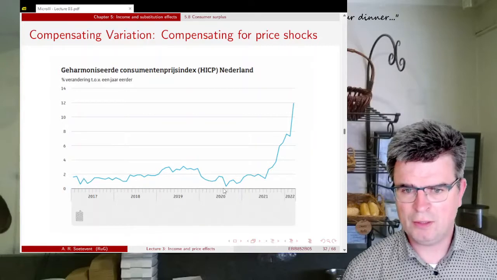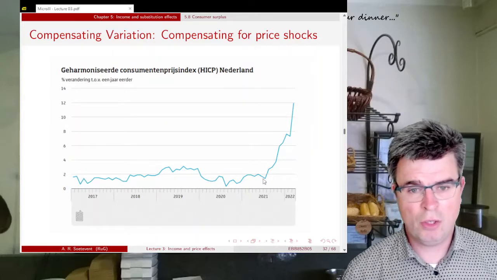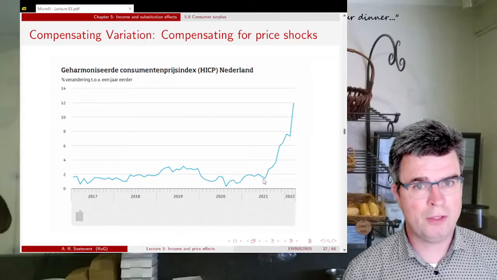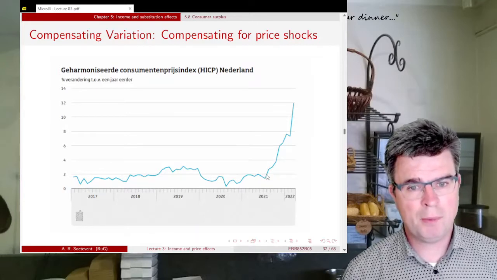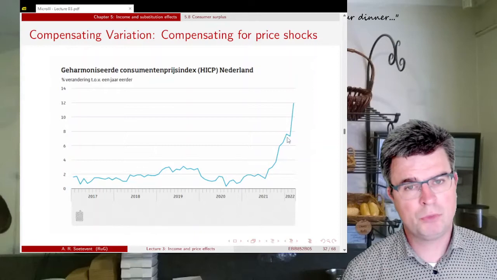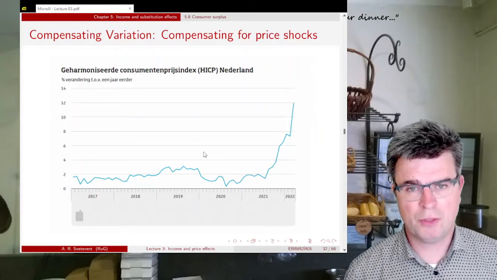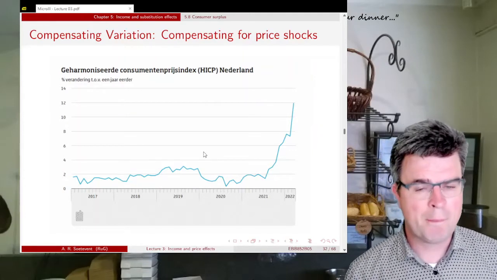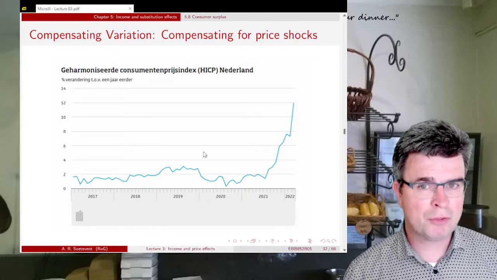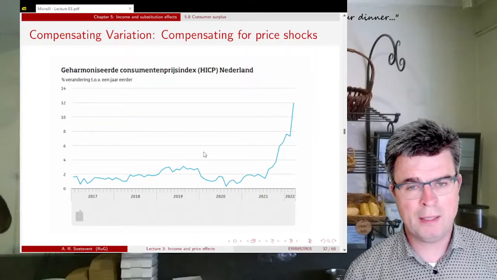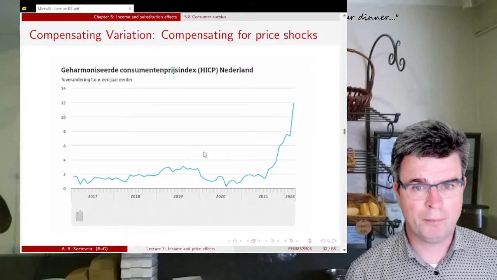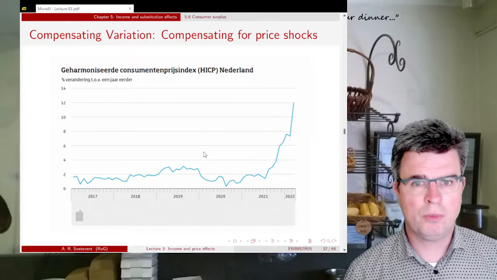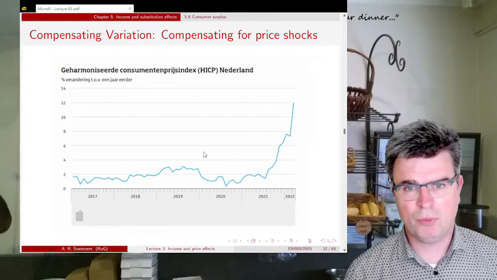Inflation in the Netherlands has been relatively low until the start of 2022. But then we saw a sharp increase in inflation, meaning that a lot of goods became a lot more expensive. So there were positive price shocks. And then the question is, how much compensation should one give to consumers in order to make them as well off as before? Translated, to give them the same utility level as before.